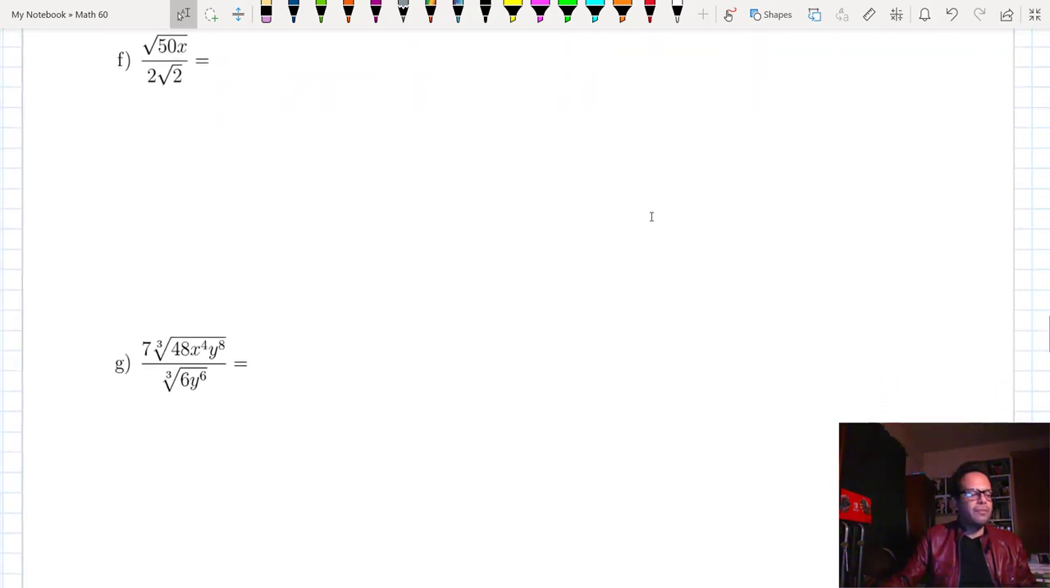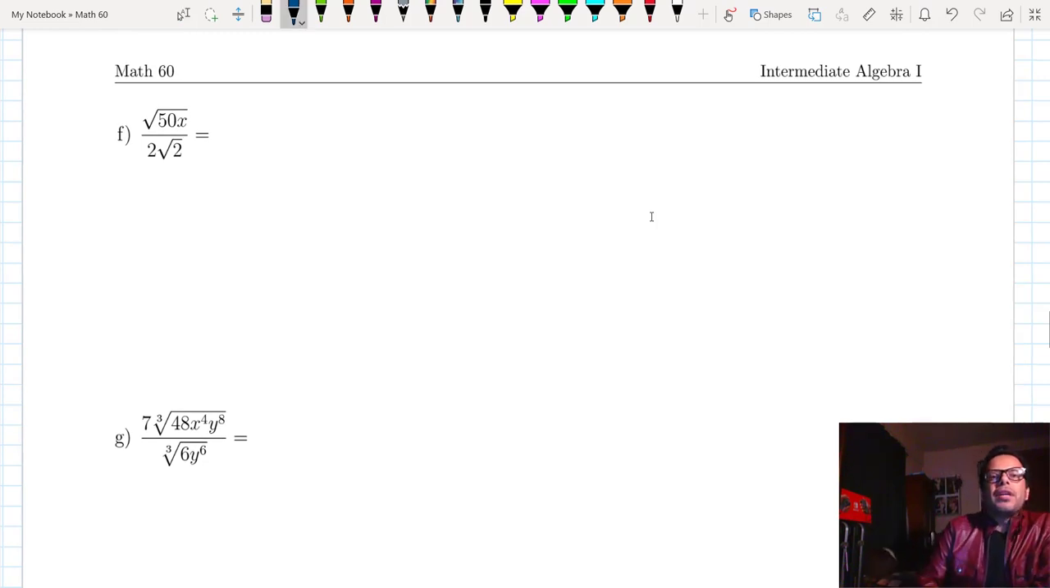Let's look at letter F. You might want to be careful with letter F. Notice the number 2 right here in the denominator. The reason why you need to be careful is because my advice is to write this 2 in the denominator as 1/2, right? Times the quotient of the square root of 50x and the square root of 2, right?